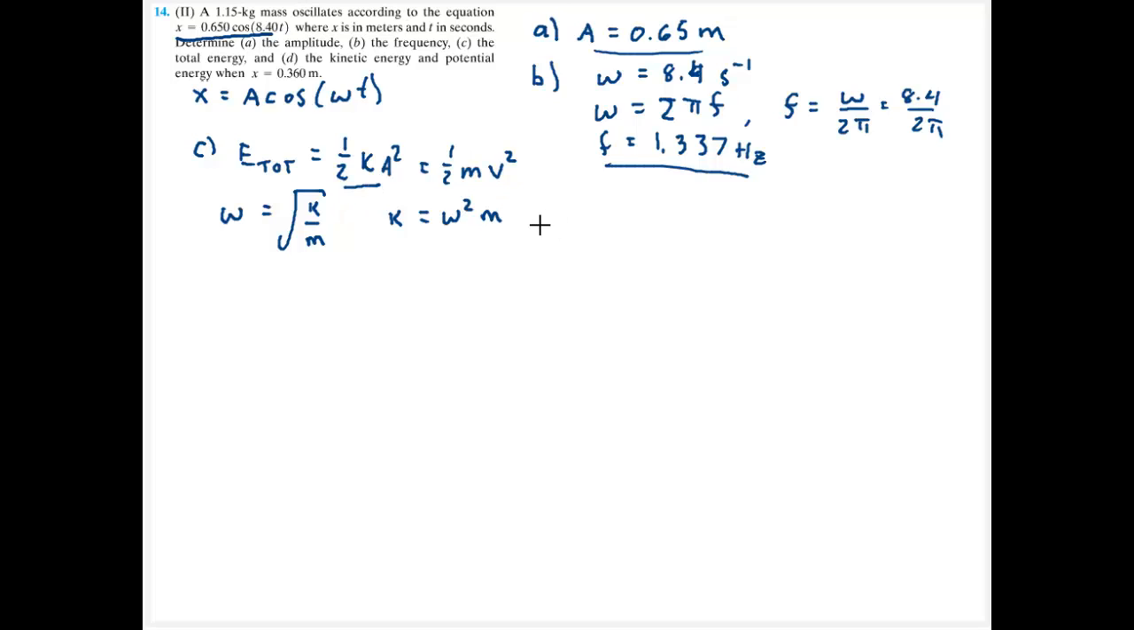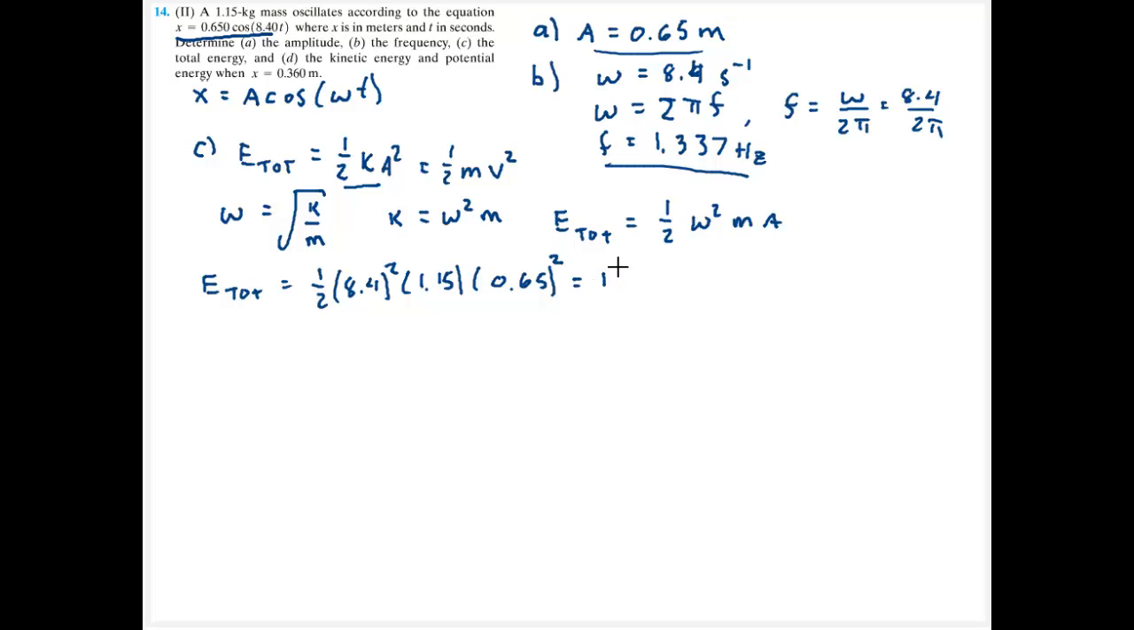So I can go with the first expression here and say that the total energy is going to be equal to 1/2 multiplied by omega squared multiplied by mass multiplied by the amplitude squared. So then my total energy is going to be 1/2 and 8.4, and make sure I square that. The mass is 1.15 kilograms, and the amplitude is going to be 0.65. I need to make sure I square this, and I'm going to come out with 17.142 joules. That's going to be my total energy.